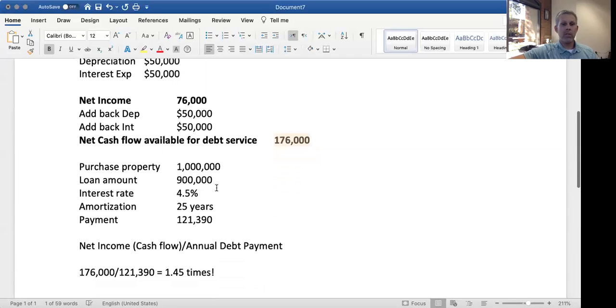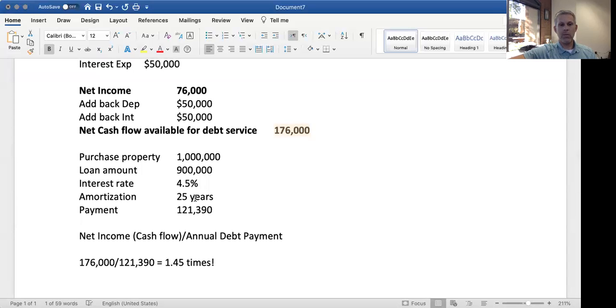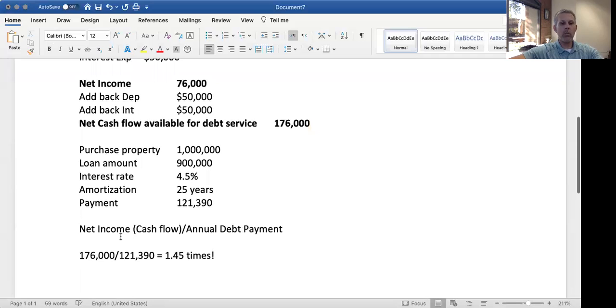Let's say, for example, that this person is buying a property for $1 million, and we're doing a 90% loan to value on an SBA loan. The interest rate is 4.5%, and the amortization is 25 years. Well, our payment on that would be $121,390 a year.